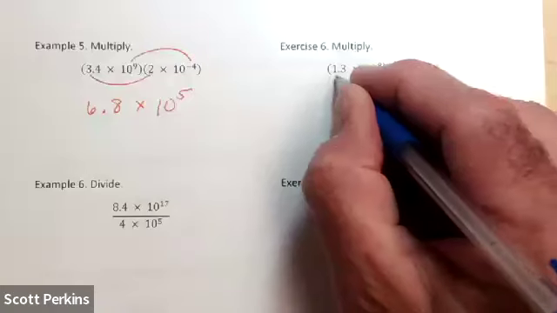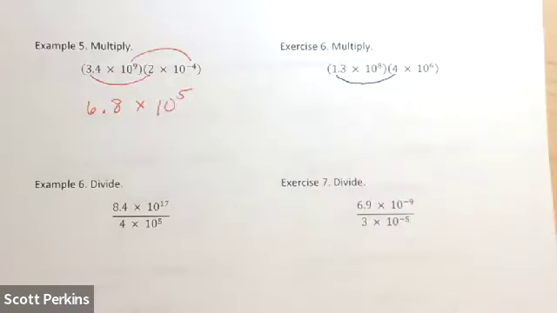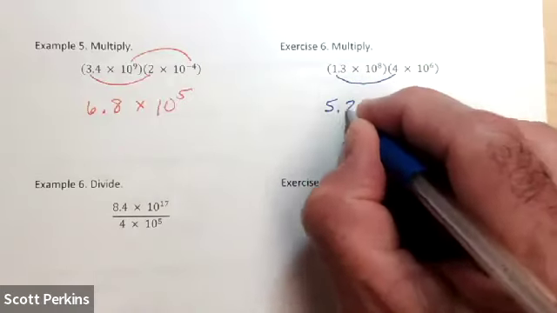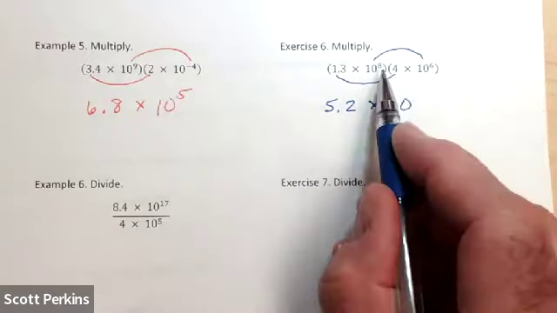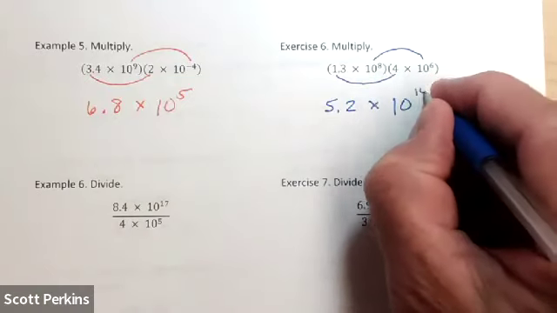Again, when I multiply the number part out front, 1.3 times 4, that is 5.2. And then 10 to the 8th times 10 to the 6th is 10 to the 8 plus 6, which is 10 to the 14th.